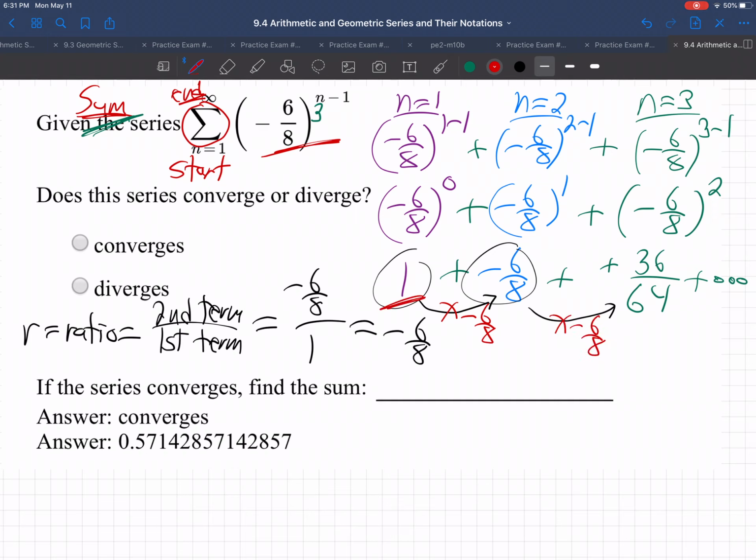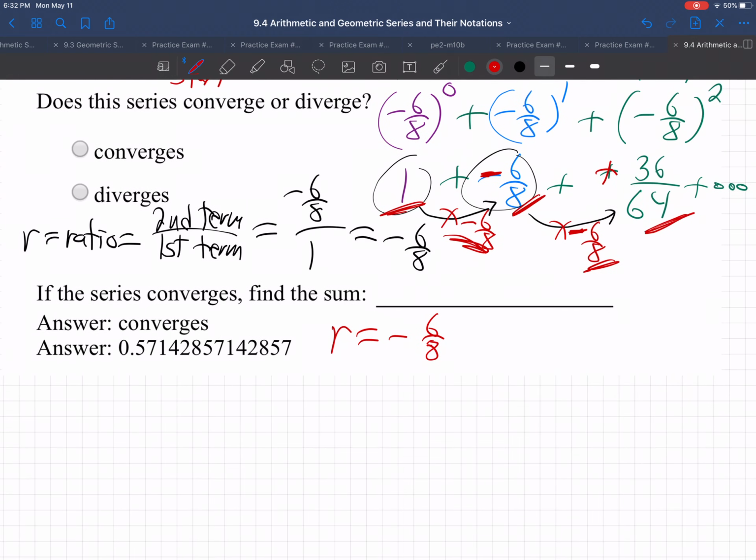Is that right? 1 times minus 6/8 is minus 6/8. Times another minus 6/8, two negatives, right? This is minus here, and this is minus, two negatives multiplied to be positive. 6 times 6, 36, over 8 times 8, 64. Yeah, it's multiplying by minus 6/8 every time. So that's the R. R is minus 6/8.